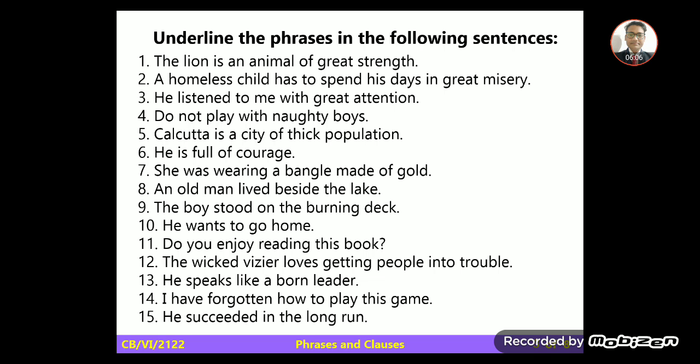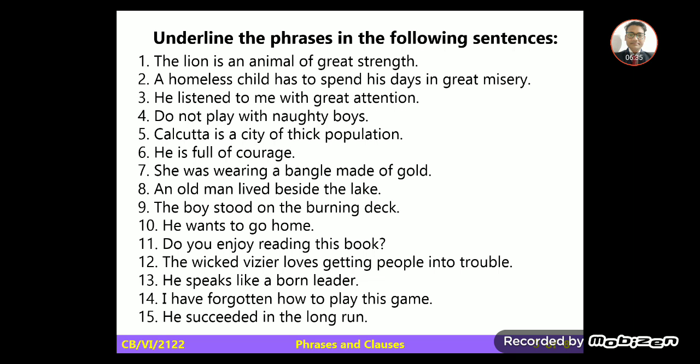Number 11. Do you enjoy reading this book? So this book will come in that phrase. Number 12. The wicked vizier loves getting people into trouble. So here, what is the phrase given? Let's look at it. Getting people into trouble, that is a phrase.